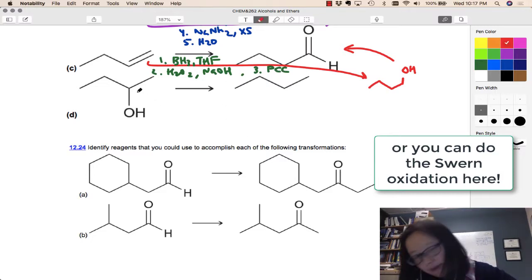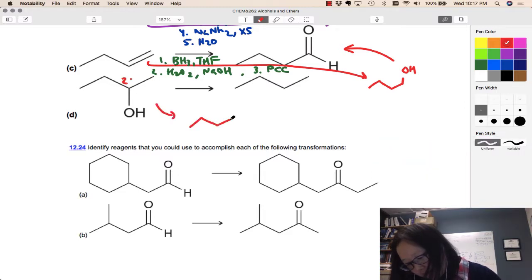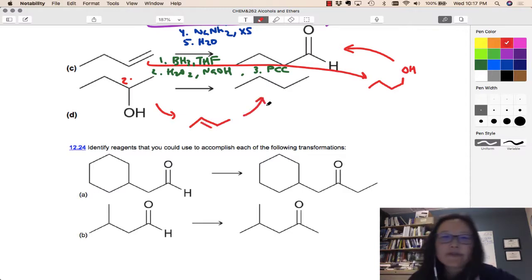My last example is this secondary alcohol. I need to get rid of that alcohol group, but I can only do it by turning it into an alkene, and then I can reduce it further. Can you think of what reagents I need for that?